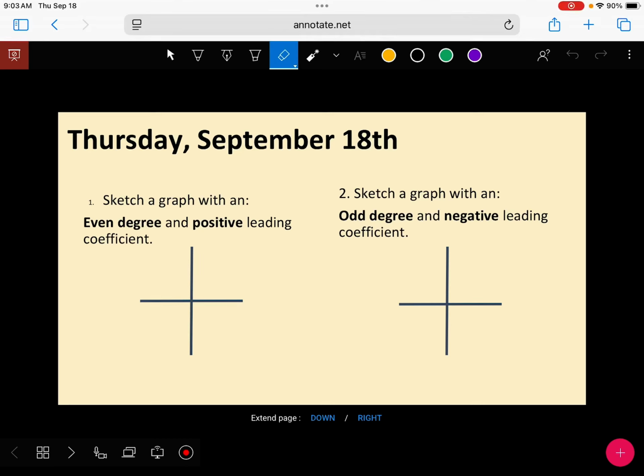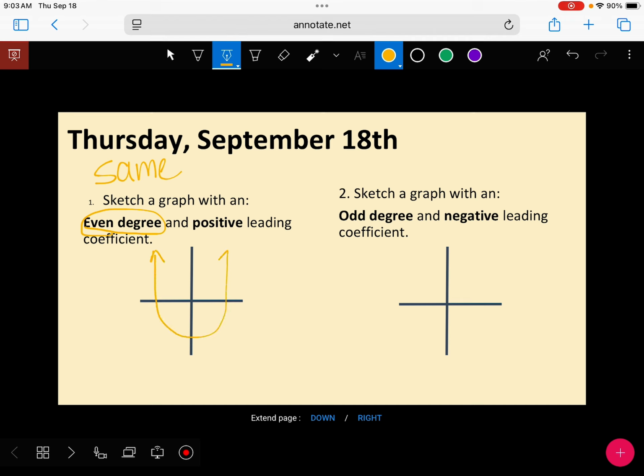Today's bell work, the first question tells us to sketch a graph that's an even degree with a positive leading coefficient. So what do we know about if it's even? What does that tell us about the arrows? Same. And if it's positive, what does that mean? They're going to both go up or both go down? So you can sketch anything.